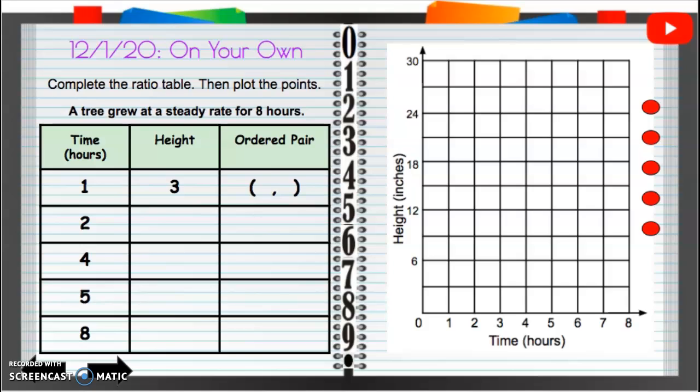December 1st, 2020, on your own. Complete the ratio table, then plot the points. All right, so a tree grew at a steady rate for 8 hours.